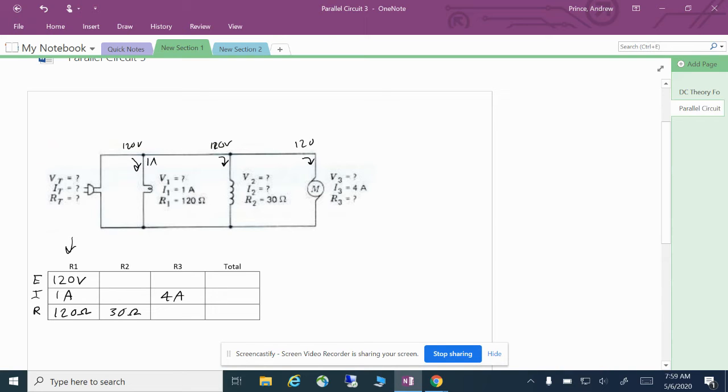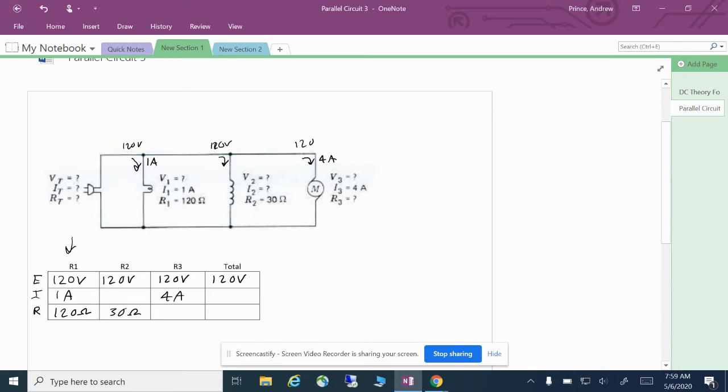So in this case, we've got 1 amp. And in this case, over here on 3, we have 4 amps. Those are our known values. So let's go ahead and fill in the values here on the box. 120 volts, 120 volts, and the total as well must be 120 volts.